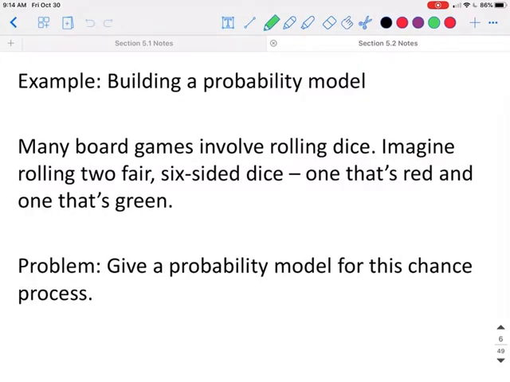So many board games involve rolling dice. Imagine rolling two fair dice that are six-sided, one that is red and one that is green. Give a probability model for this chance process. So first we have to come up with our sample space. Our red die can be any number from 1 through 6, and our green die can also be any number from 1 through 6. Since there are two different dice and each of them has 6 sides, 6 times 6 tells us there's going to be 36 different possible outcomes.